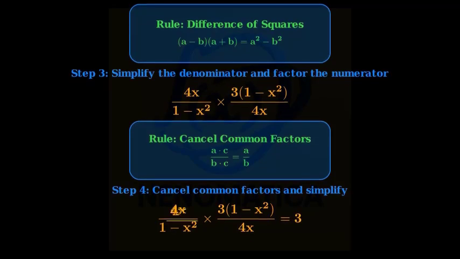Step 4. Cancel the common factors 4x and 1 minus x squared, leaving the constant 3. Final answer. The entire expression simplifies to 3. Here is the example.